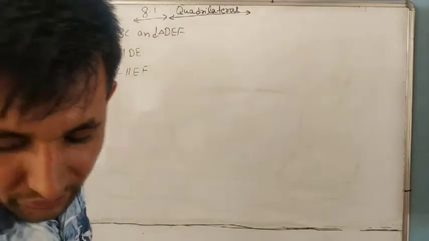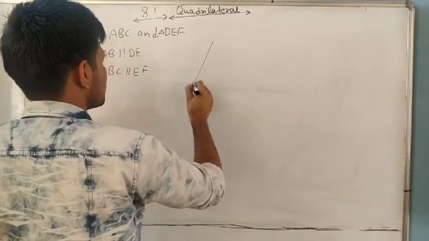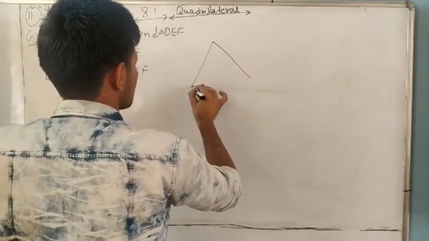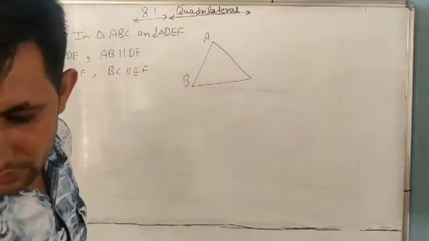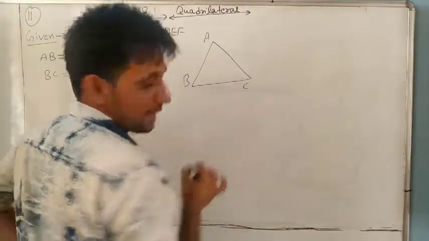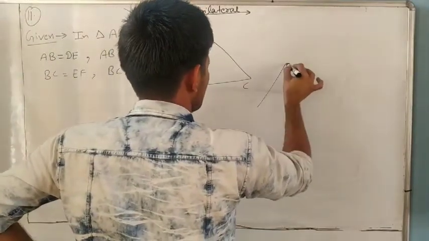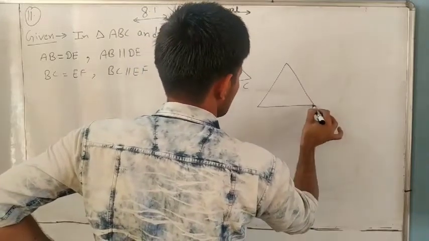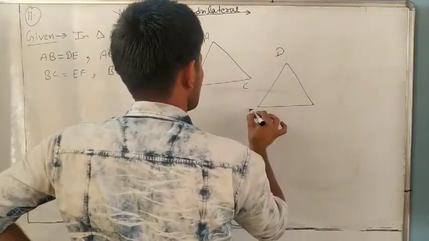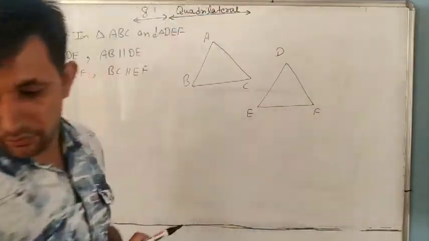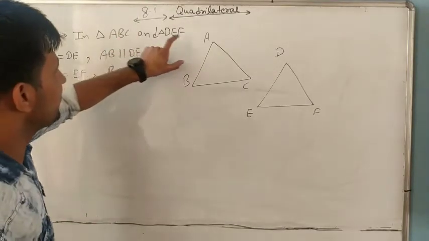Two triangles are given: triangle ABC and triangle DEF. These are the two triangles given, and what is given about ABC and DEF?